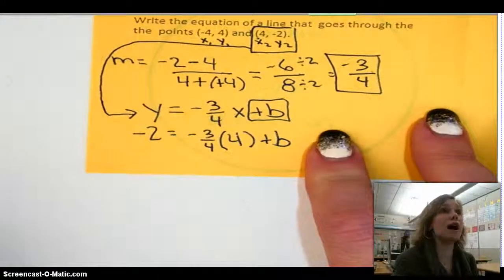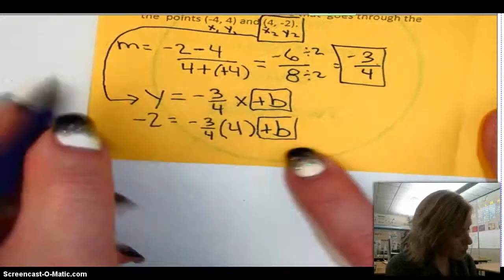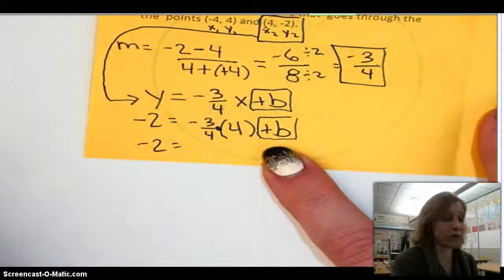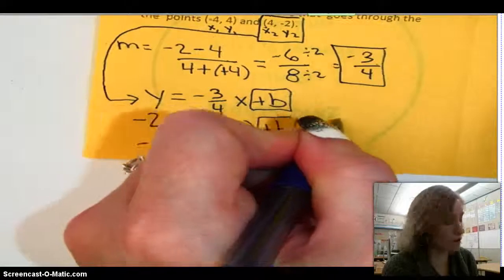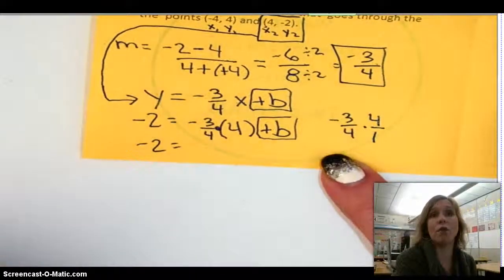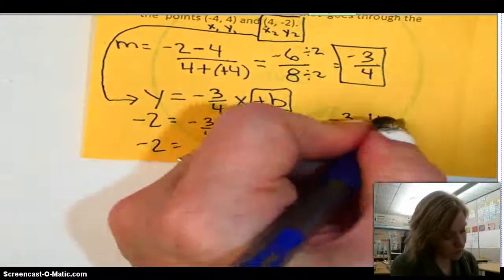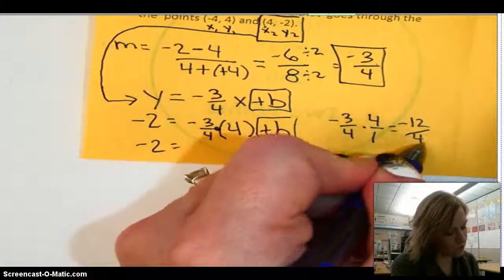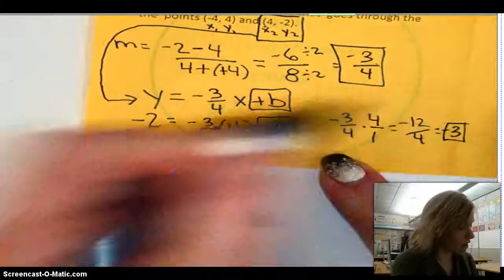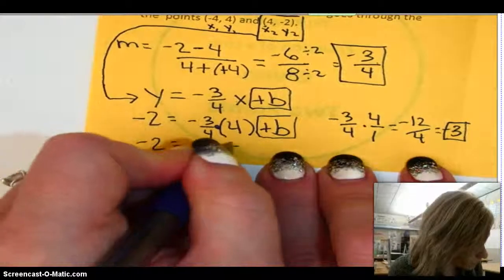All right, so that's where we're at so far. Now we need to simplify this because we're still trying to get b all by itself. So we have -2 on this side, and now we have to multiply a fraction, -3/4 times 4. Let's do that right over here. -3/4 times 4, make that a fraction, over 1. Remember, all whole numbers are over 1. -3 times 4, multiplying across, is -12. 4 times 1 is 4. So -12 divided by 4 is -3. So there is our value. To simplify, we have -2 equals -3 plus b.